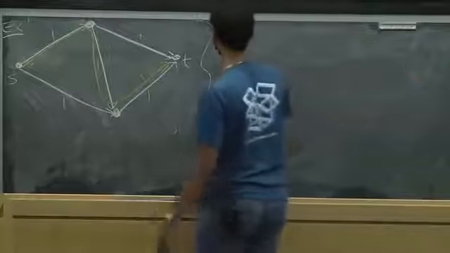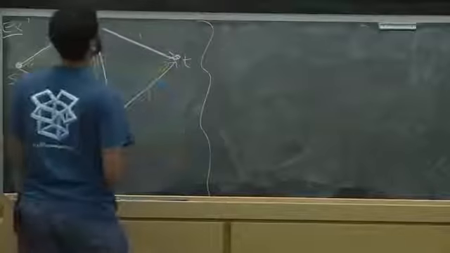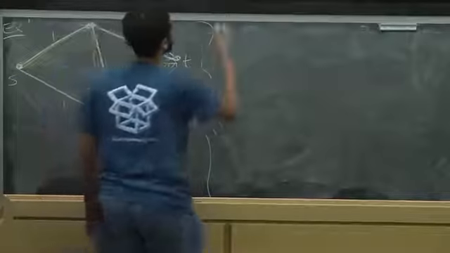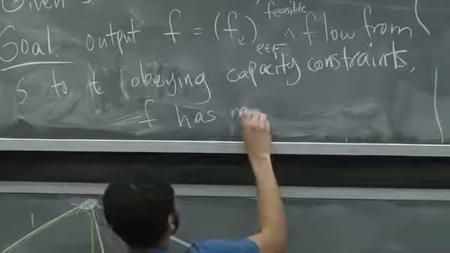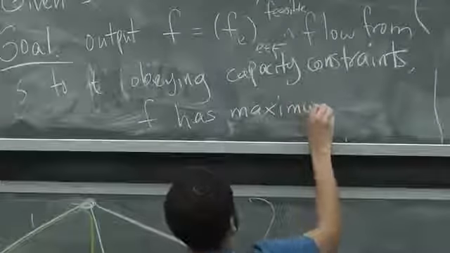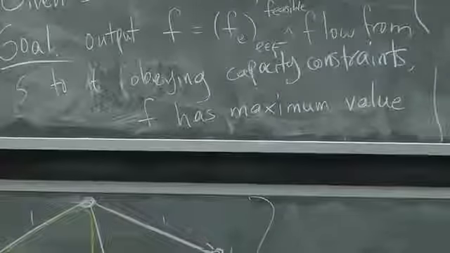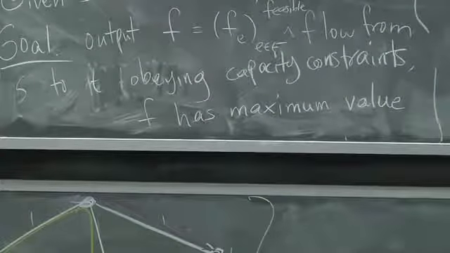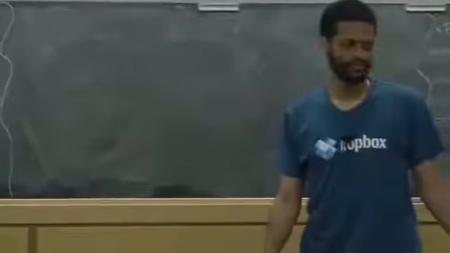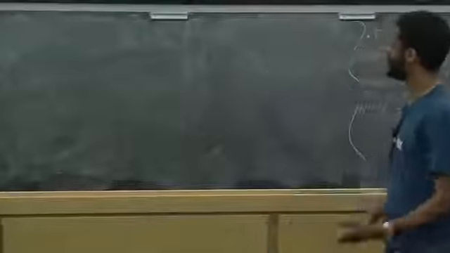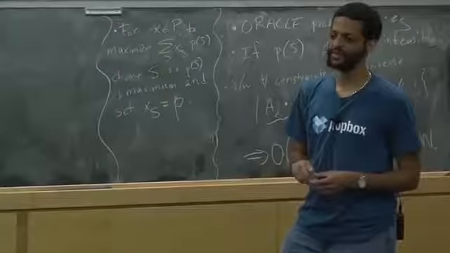Also I should say in this goal, we want f to have maximum value. So we want to find a max flow. Now, pretend you've never heard of flow before. Given all the things we've been studying so far, how would you think to find a max flow?